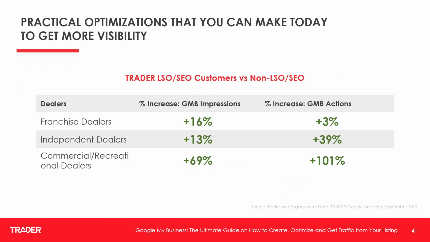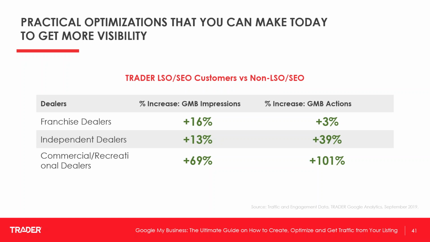And what we found is that all of our customers that we manage their Google My Business listings for, we do all of these things already, right? We do all of these optimizations. So when we compare the customers that we do these optimizations for and the customers that don't, we find that for franchise dealers, you get 16% more impressions, 3% more actions, which are website visits, calls, directions, requests. Independent dealers, non-franchise dealers, they get 13% more impressions and 39% more actions.